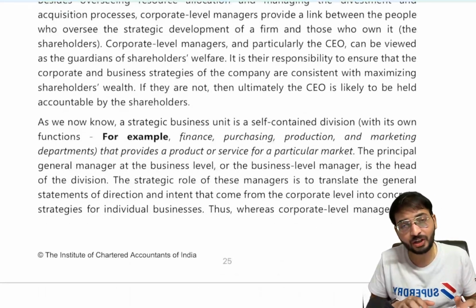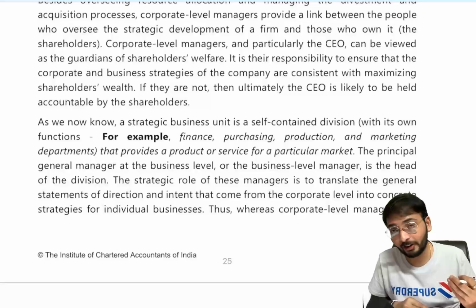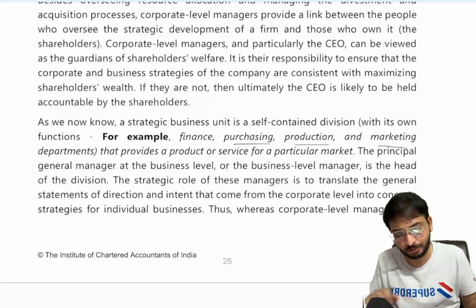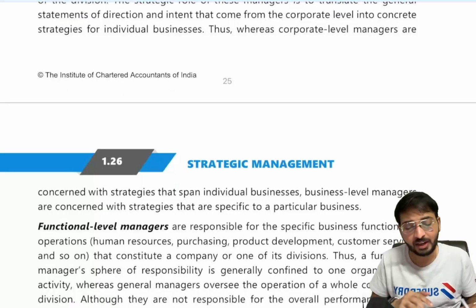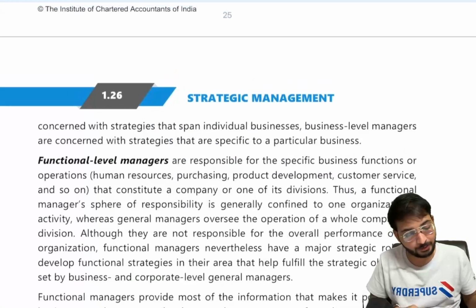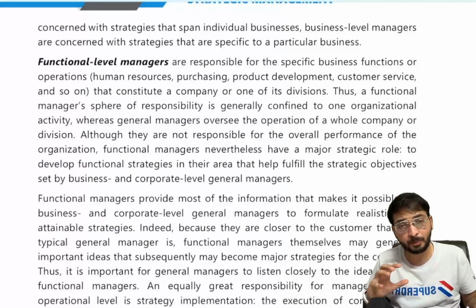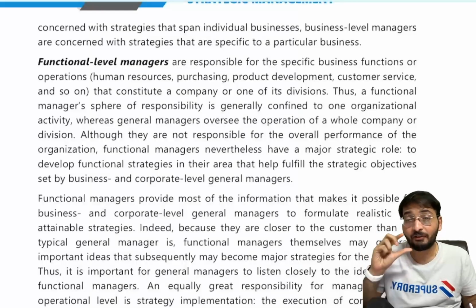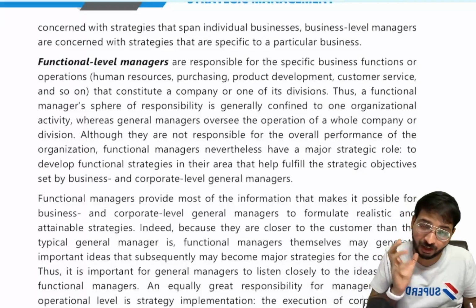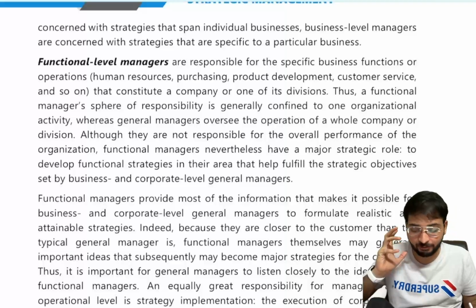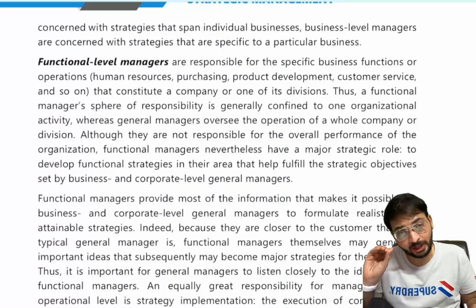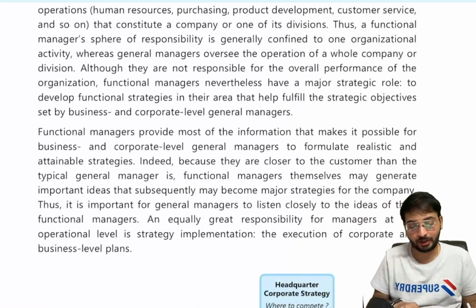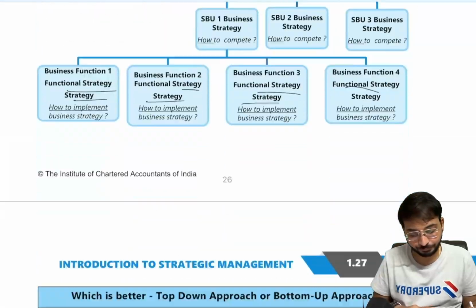Now what is the functional level? They have their own different functions like finance, purchase, production, marketing, HR. All this comes under different people. Now, business level are responsible for their specific division or a specific business. Functional level are more functional to that particular area. If he is a HR head, he should be only concentrating on HR only, right?